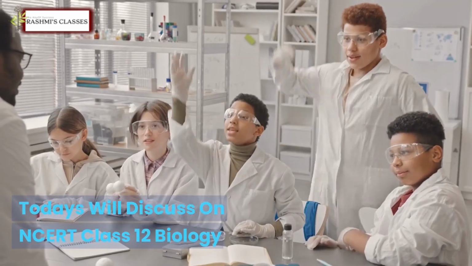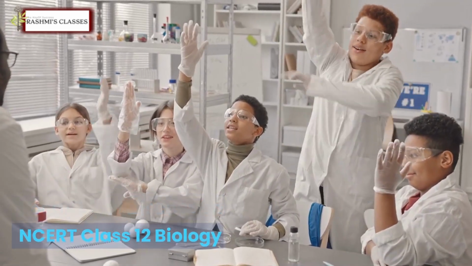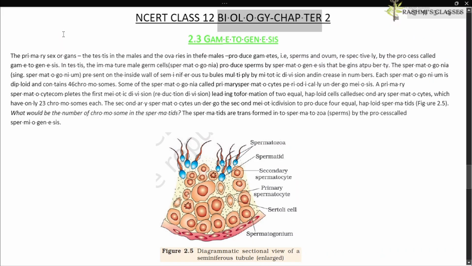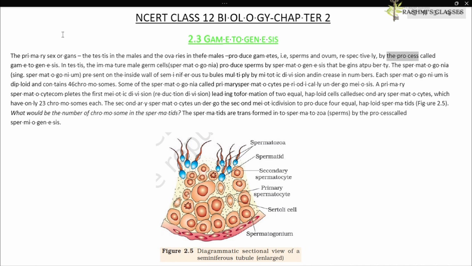Today we'll discuss NCERT Class 12 Biology, Chapter 2. 2.3 Gametogenesis. The primary sex organs, the testis in the males and the ovaries in the females, produce gametes, i.e., sperms and ovum respectively, by the process called gametogenesis.